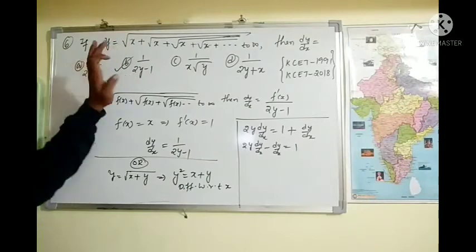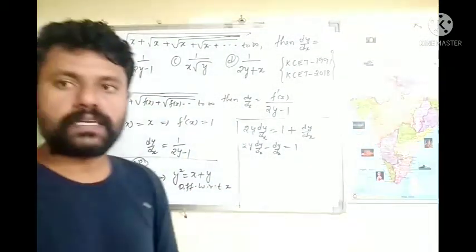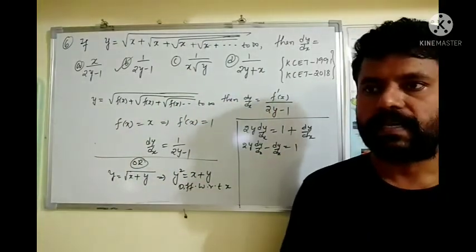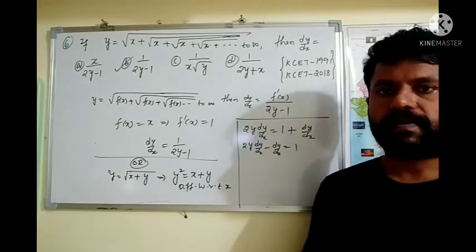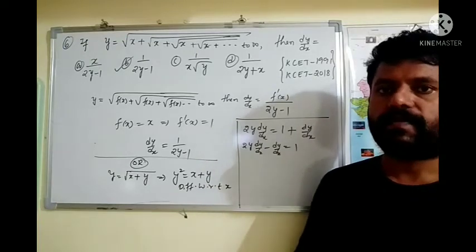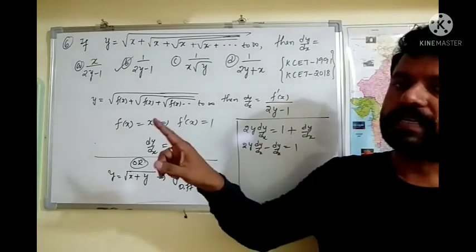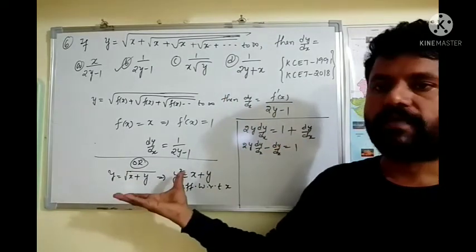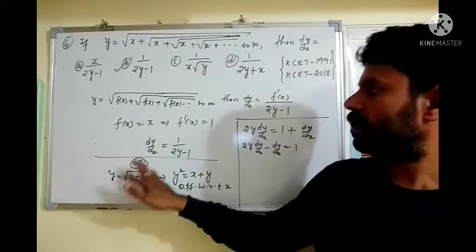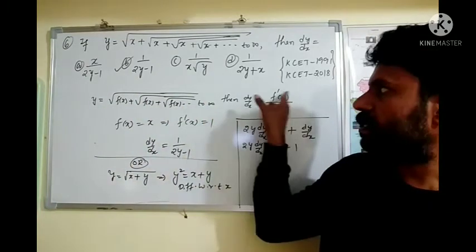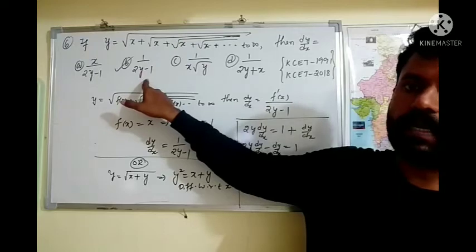Option B is correct. Suppose you use the standard result. Recall the result: y is equal to root of f of x plus root of f of x to infinity. That result gives dy by dx is equal to the shortcut form f dash of x divided by 2y minus 1. Directly find the f of x term. The derivative of x is 1, so we get 1 divided by 2y minus 1. Check the result, option B is correct.